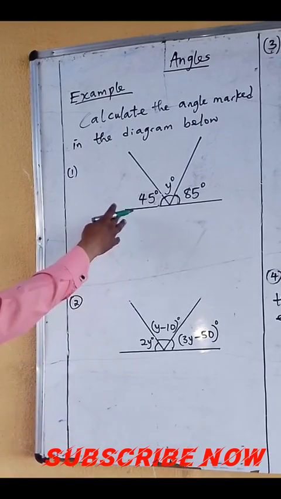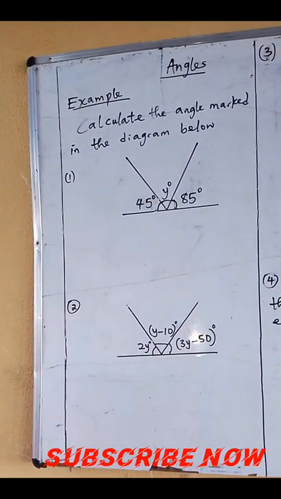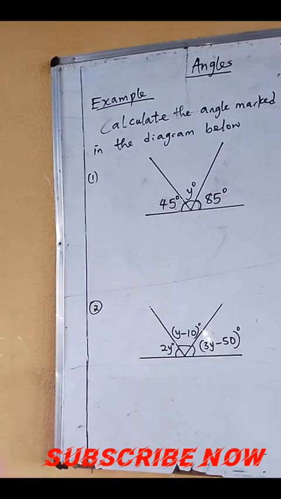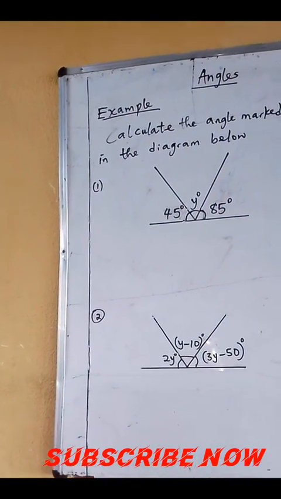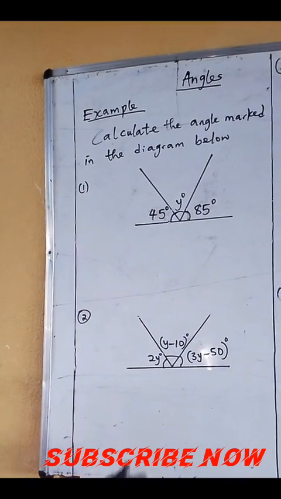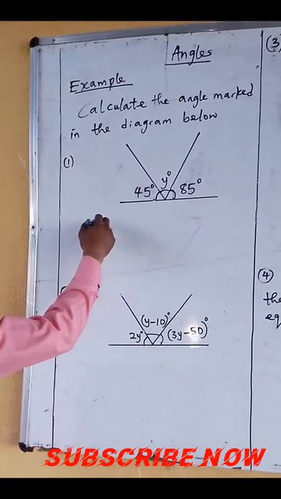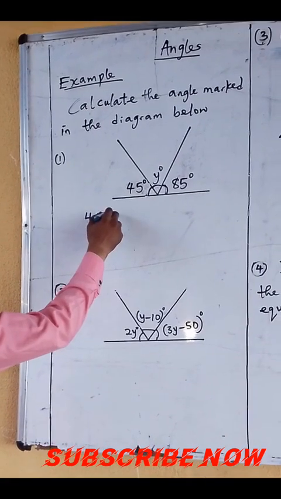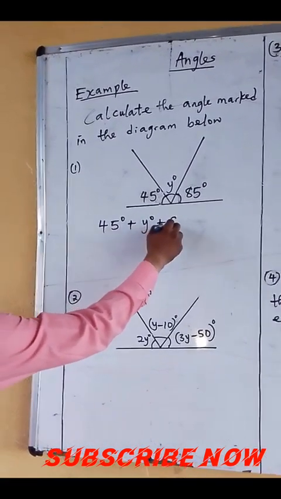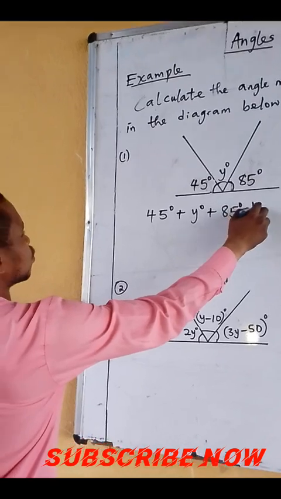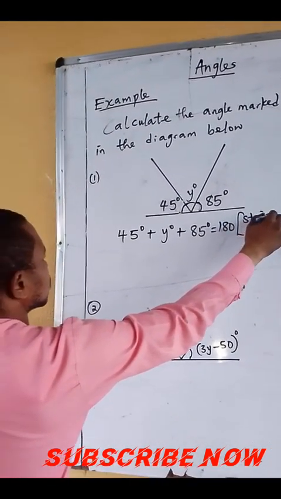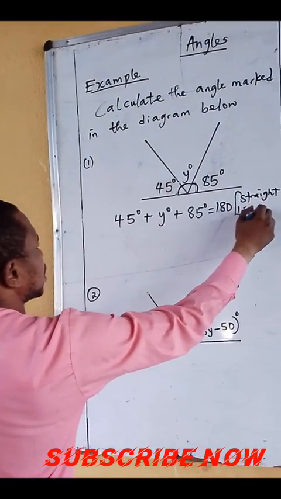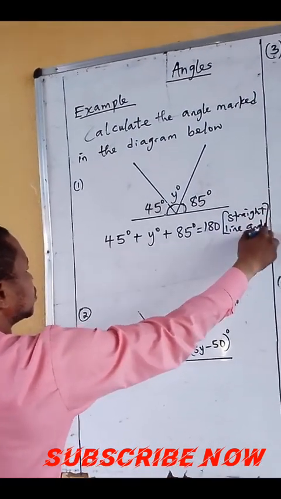We have 45 degrees here, we have y here, and it's 85 degrees here. If you consider this angle, you will discover that this is an angle on a straight line, and don't forget that the sum of angles on a straight line is 180 degrees. So we are going to have 45 degrees plus y degrees plus 85 degrees is equal to 180 degrees. Straight line angle, that's the condition.